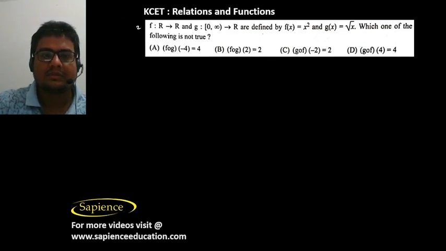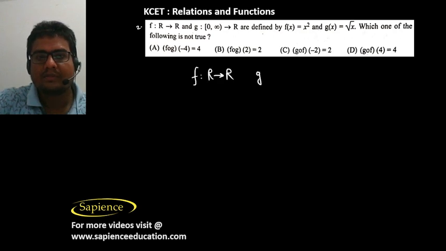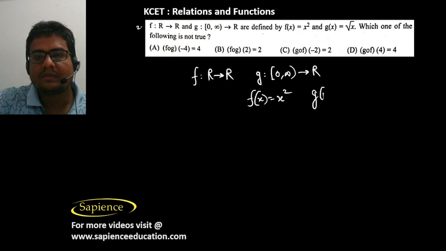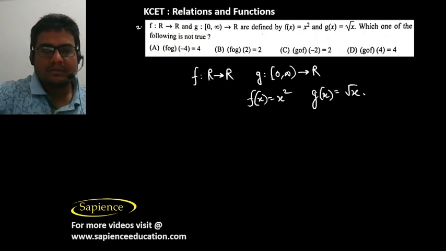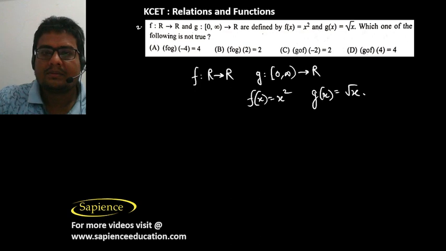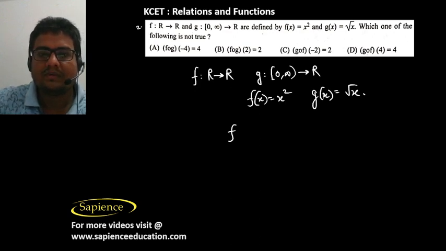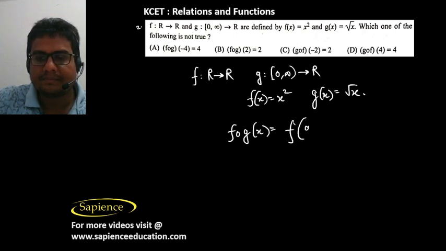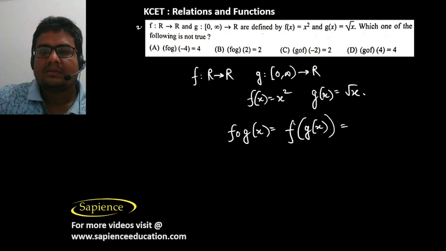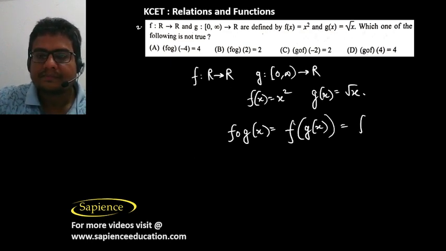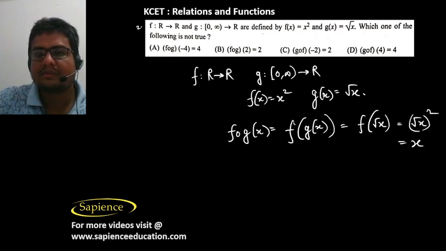Then in the second question, it is told that f is a function which maps from R to R, and g is a function which maps from 0 to infinity to R, and which is defined as f of x equals x square and g of x equals root x, then which of the following is not true? So now f of g of x, that is one. So f of g of x will be equal to f of root x, which is root x whole square, which is equal to x.